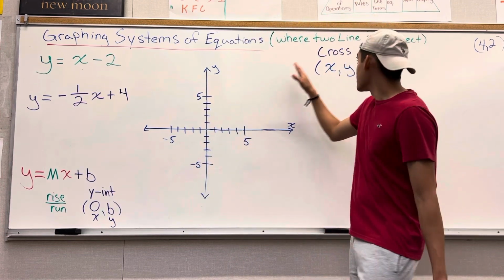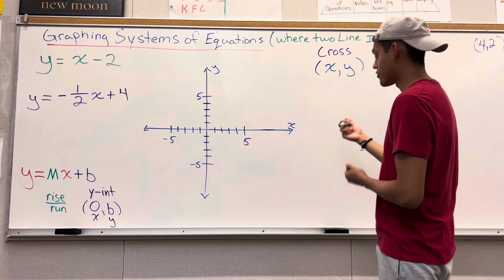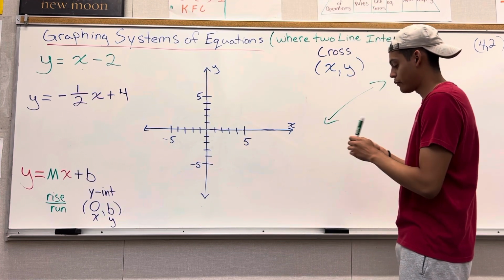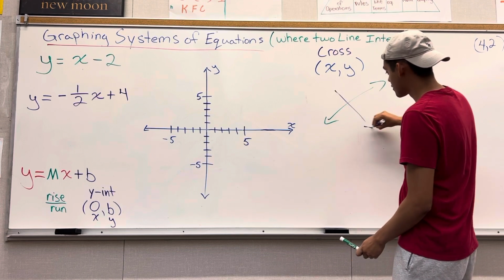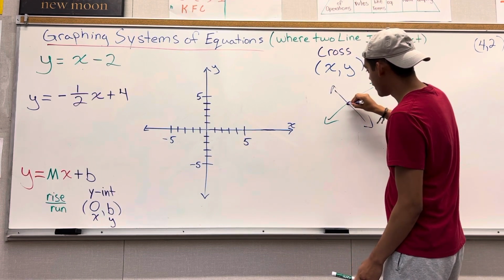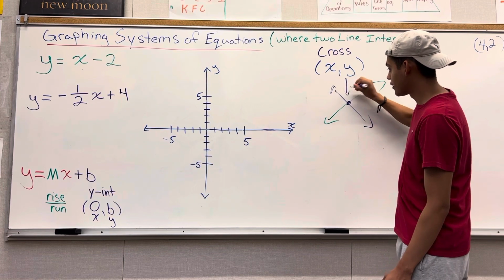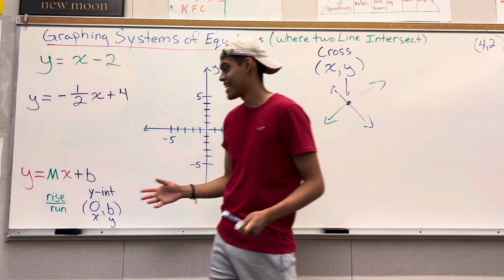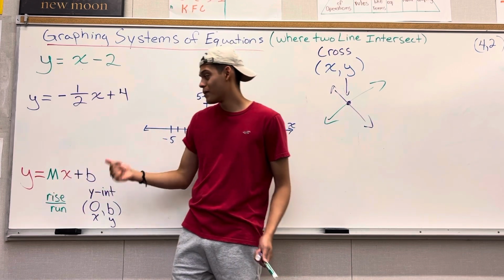So what does it mean to find where the two lines intersect? Basically, maybe we have a line like this and then we have another line like this going down. We are trying to find this x and y value right here where the two lines intersect.